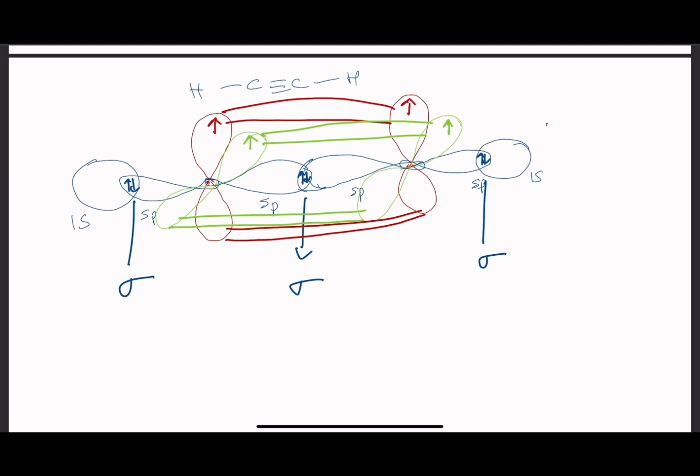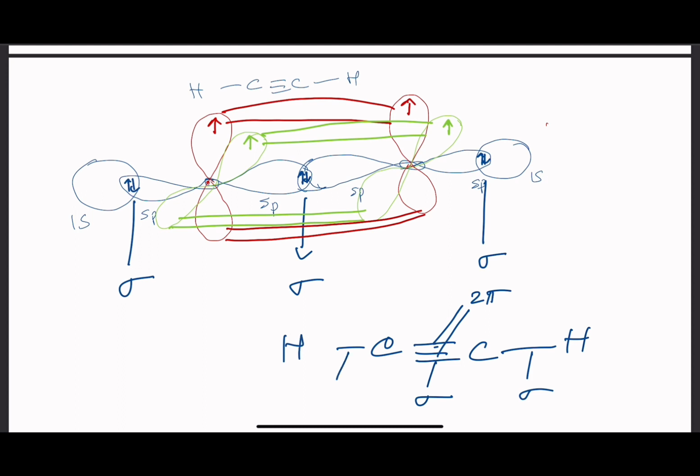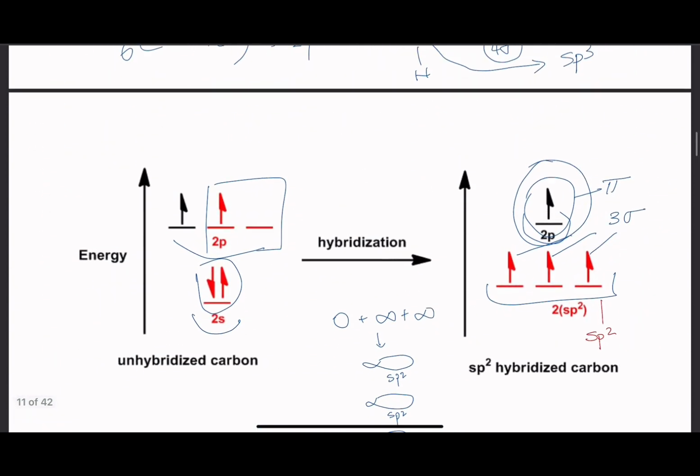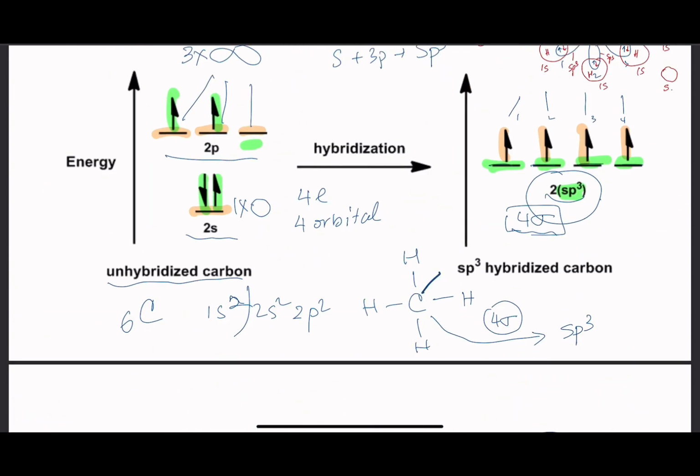So overall, as you see, in here I have one sigma and two pi orbitals. And then look at here, this is a sigma bond and this is a sigma bond. And this is how it looks. In the exam, we're not going to ask you to draw this, but I wanted to explain to you how it looks like.